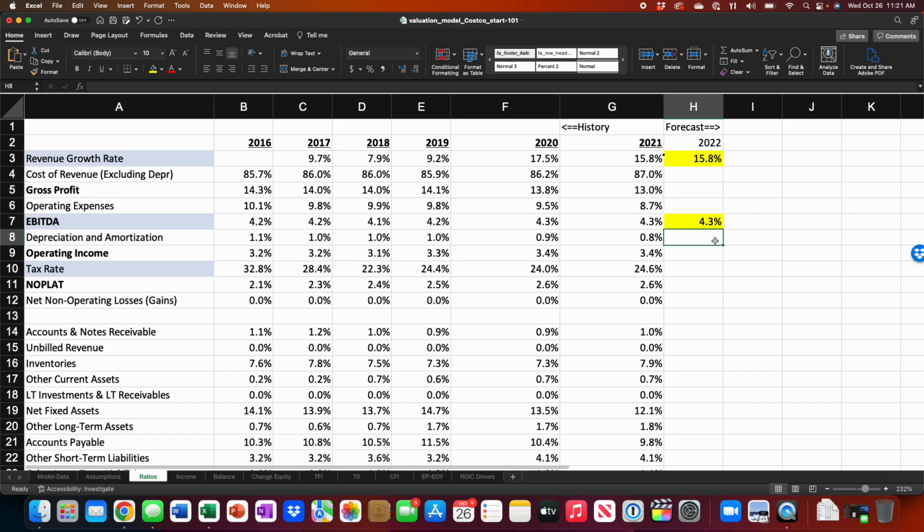Next, we're going to forecast depreciation and amortization as a percentage of sales. Equals H8 equals G8, and we're going to make that yellow, because that could change. Because we're forecasting EBITDA and DA, what we're going to do next is solve for operating income, or EBIT, because it's based on the two above. So we've got 3 items, pick 2, solve for the 3rd. So in this case, EBITDA, H7 minus H8 is 3.4% for operating income, not yellow.